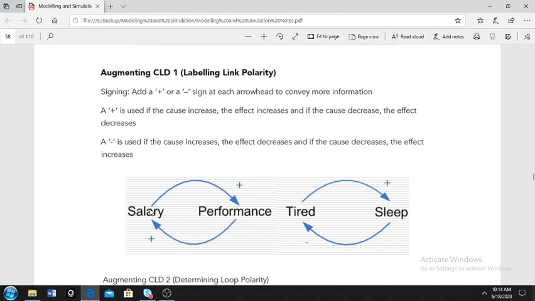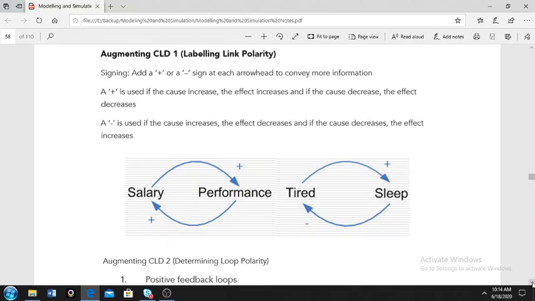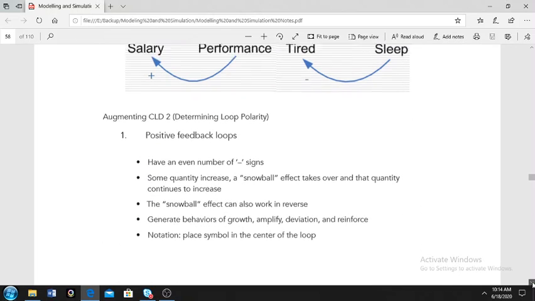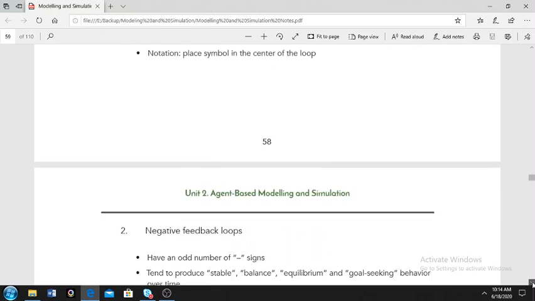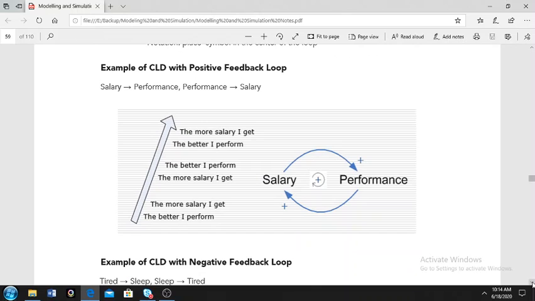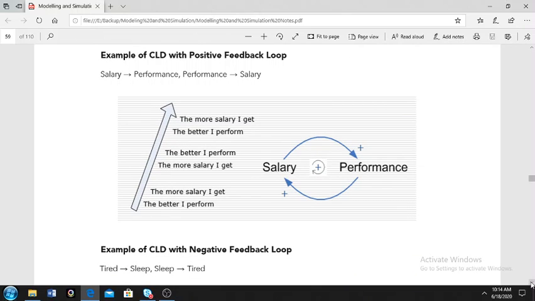Now, when the loop moves from more to more, we're going to see that the loop is reinforcing. You see, like this one. When we move from more to more, this loop is reinforcing. So we move from more and we reach more. So the loop is reinforcing. So we have a plus.